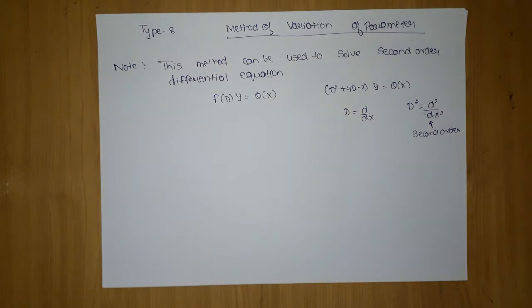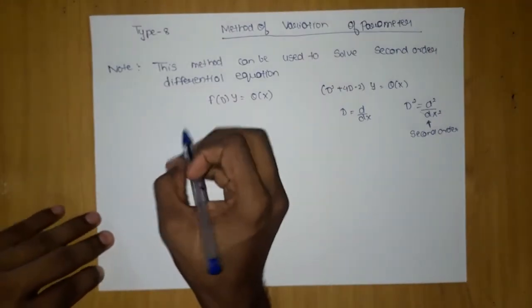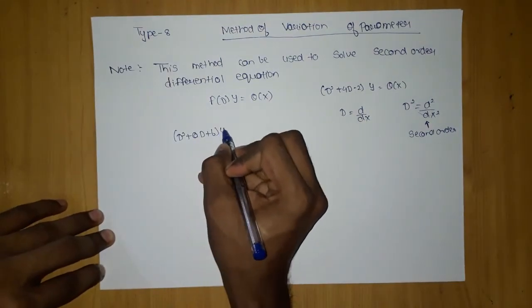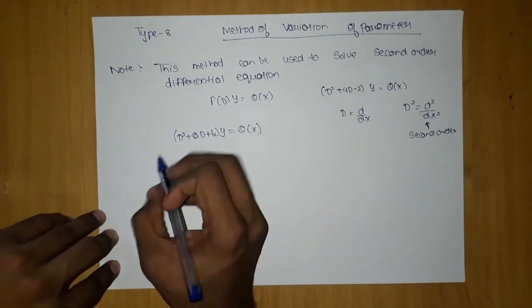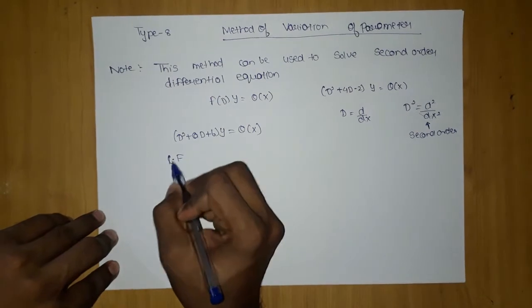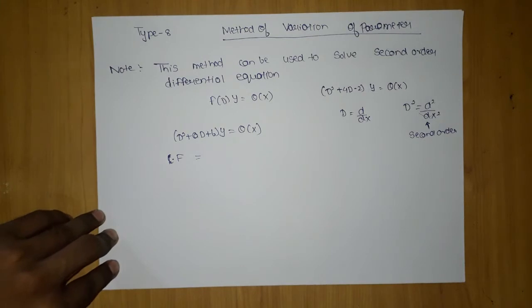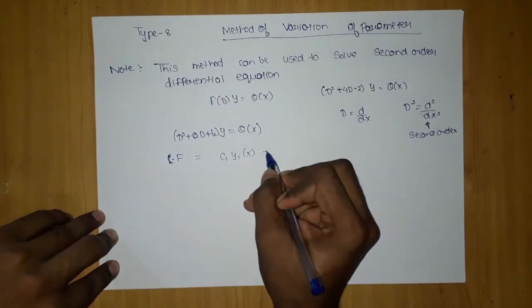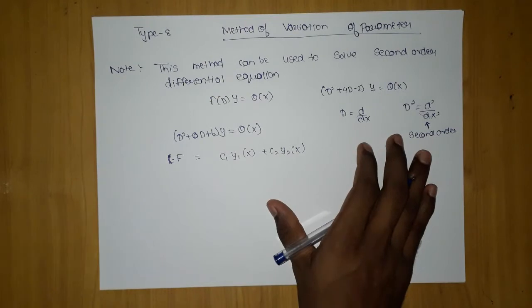Now, how to use this method and how we will proceed, the steps involved in this method, we will learn them very specifically. So first thing, they will give you an equation like this: D square plus aD plus b into y equal to Q of x. Right? Now you know how to get its complementary function. We have been doing it from type 1 to type 7. So it is nothing but c1 y1(x) plus c2 y2(x). We are supposing that after solving this standard, we are getting the complementary function like this.